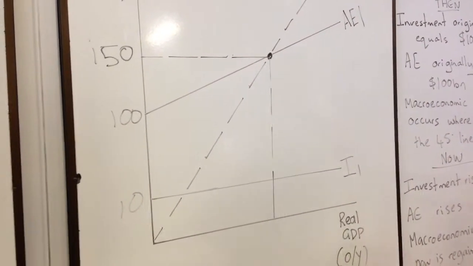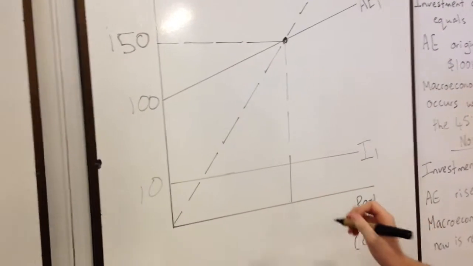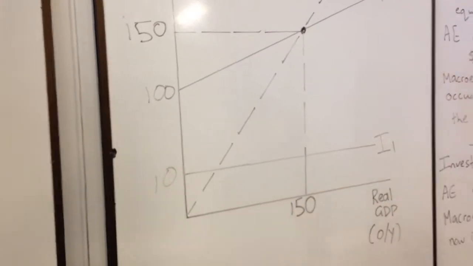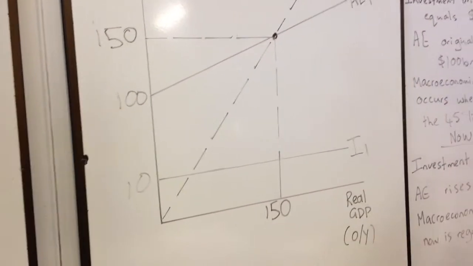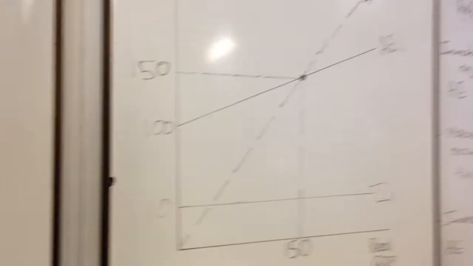Okay, so macroeconomic equilibrium is achieved where the 45-degree line crosses the aggregate expenditure line, and that occurs at 150. Let's now assume that investment was to rise by 10 billion to 20 billion.